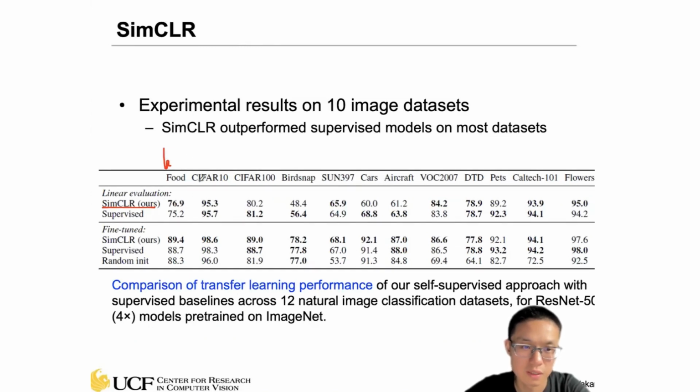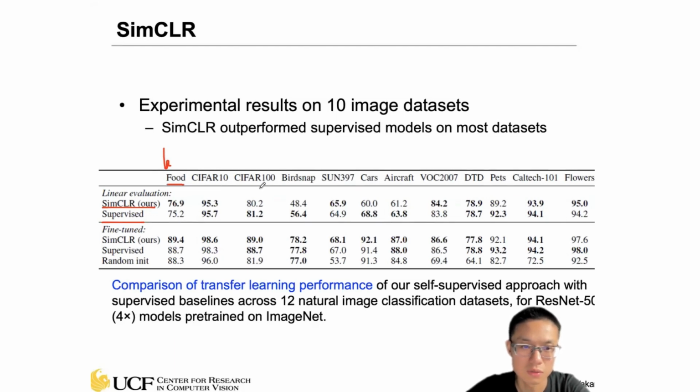Basically, you freeze that feature extractor and you train a linear classifier, just one layer, to do the linear classification, trying to evaluate how good the feature learned by this network is. Similarly, we do this for supervised learning. We use the feature learned by the supervised learning task, and we also do this linear evaluation. They do this for different datasets.